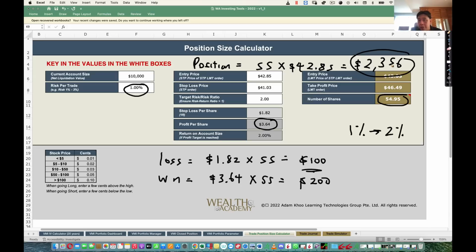No, that's not your risk. That's your position size. Your risk is $100. All right. So always remember that your position size is not your risk. Your risk depends on the number of shares you buy and where you place your stop loss.